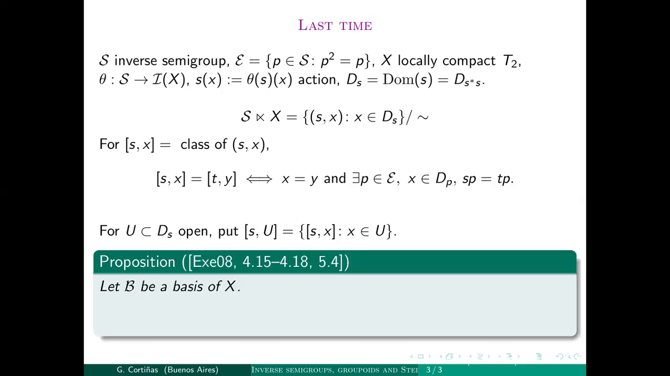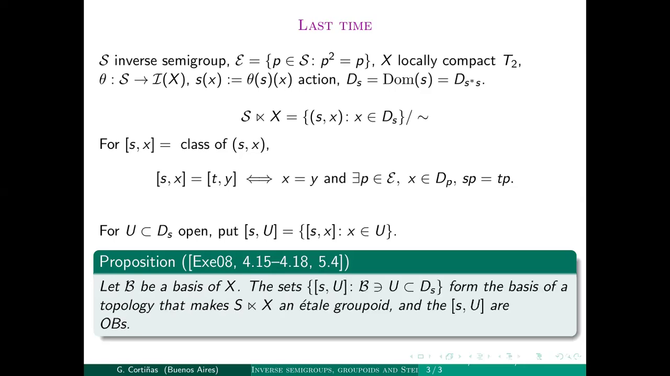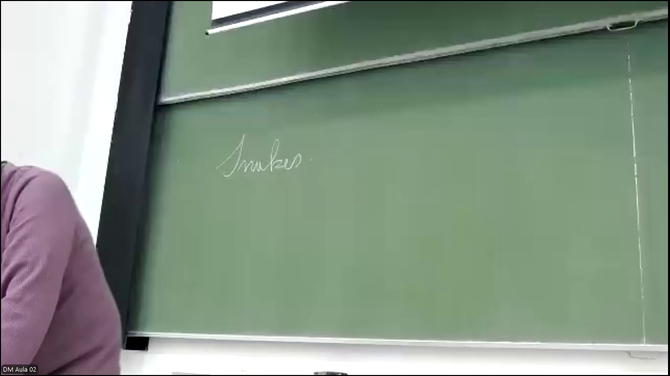Well, we write together several facts that are proved in Exel's monograph. If we have a basis of X, then the sets of the form [s,U] with U in the basis form a basis of a topology that makes this groupoid an étale groupoid, and the [s,U] are open bisections for that structure. And every étale groupoid arises in this way. Okay, so that's all for the recollection.